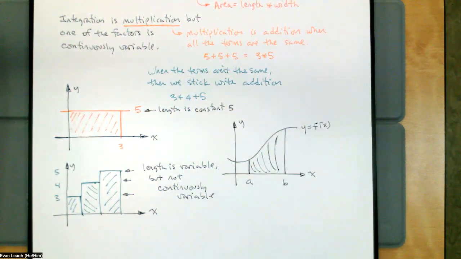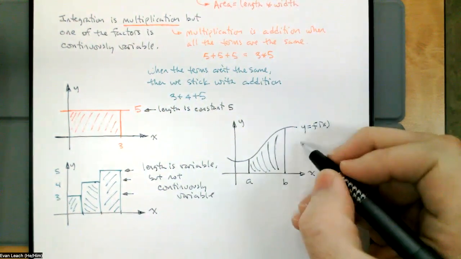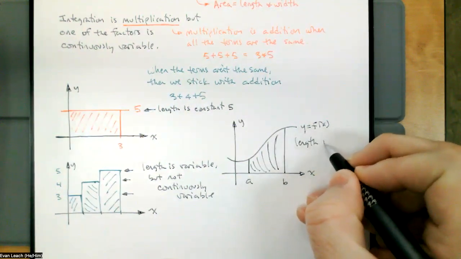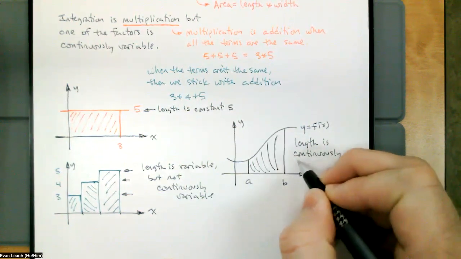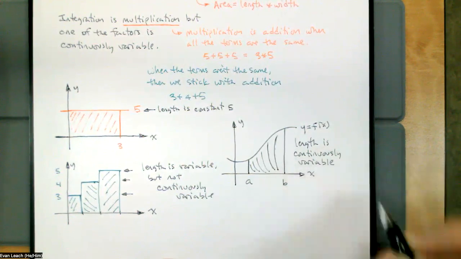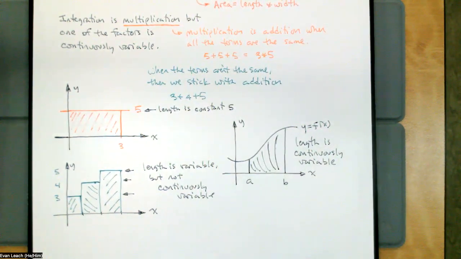So in this last example, the height is being defined by the function f of x, and that function is continuously variable. The length is continuously variable. In the previous example, our first height was 3, the next height was 4. Our first length was 3, the next length was 4, the next length was 5. In this example over here, I want to find the area under the curve.